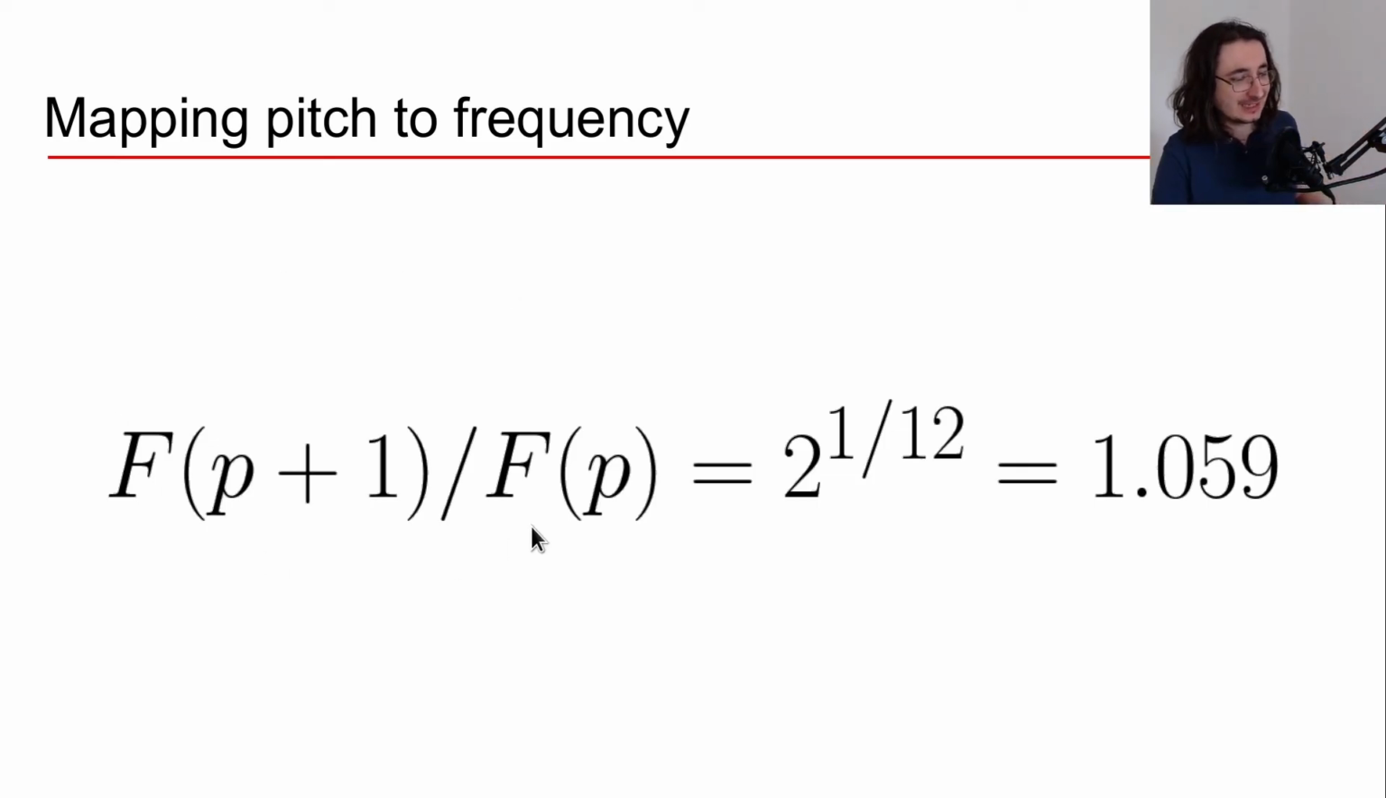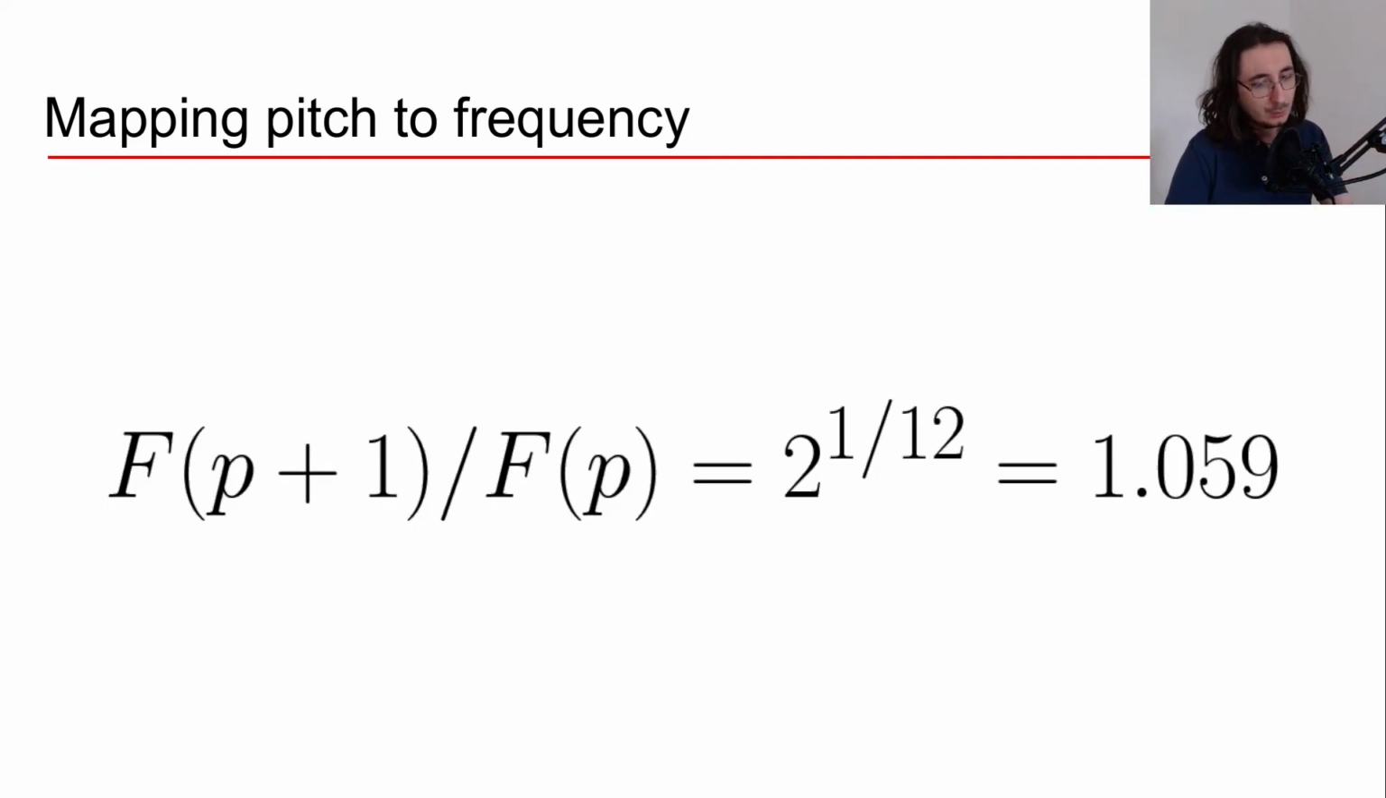We can take a look at that by using this equation here. The frequency of p plus 1, which is the subsequent pitch to the one that we are analyzing, so the subsequent semitone, divided by fp, the ratio is given by 2 to the power of 1 divided by 12, okay? And that's equal to 1.059. So this is the ratio between two subsequent semitones, and this remains always the same throughout the entire keyboard of a piano, if you will.